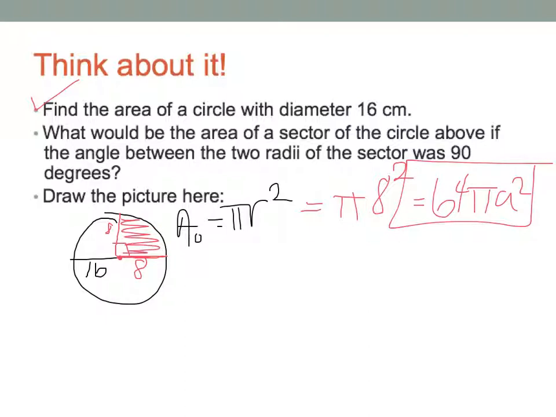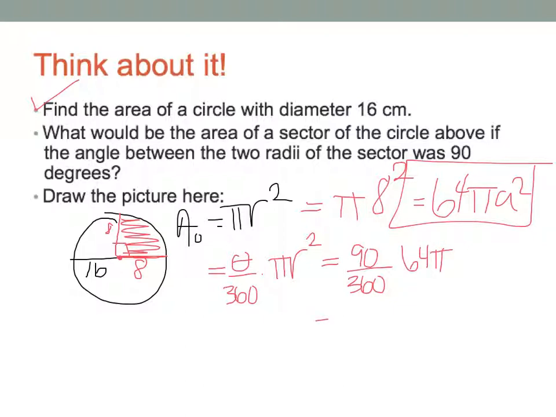And we did this from our previous chapter, if you remember. To find the area of a sector, we did theta over 360 and multiplied it by the area of our entire circle. We know the area of our entire circle, it's 64 pi. So theta here is 90. We'll put 90 over 360, and we'll multiply it by the area of our circle, which is 64 pi.